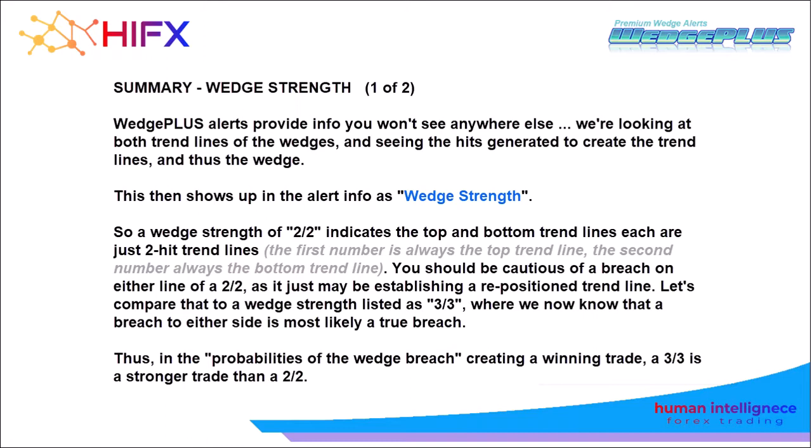But I also like a 2, 2 that's on a pitchfork. I like a 2, 2 whose points are coming from an AC line from a harmonic scan. And lastly, there's one more case that creates a strong 2-hit trend line.